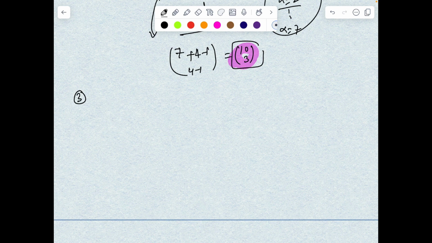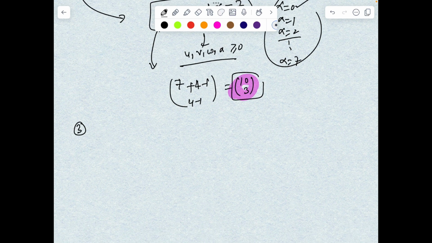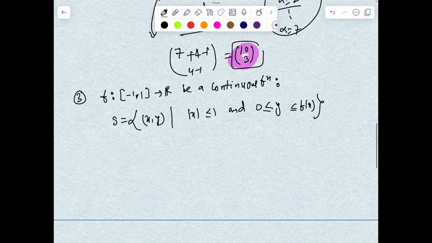Again, basically probability can be mapped with so many other chapters, and let's see how we can map it with functions. Suppose there is a function defined from -1 to 1 to R, a continuous function. Let's consider a set or region S: (x, y) such that |x| ≤ 1 and y is from 0 to f(x).